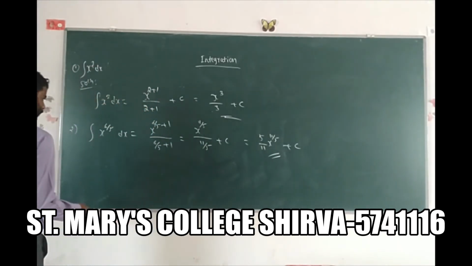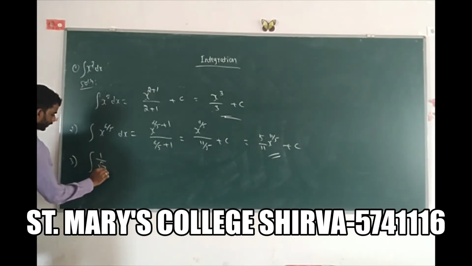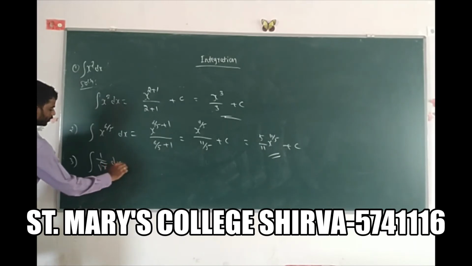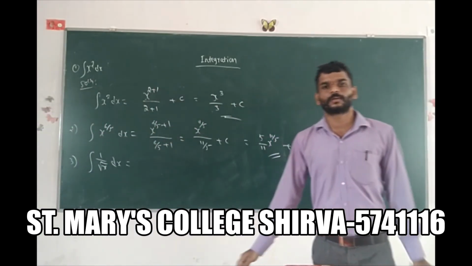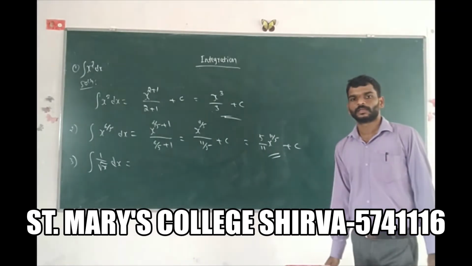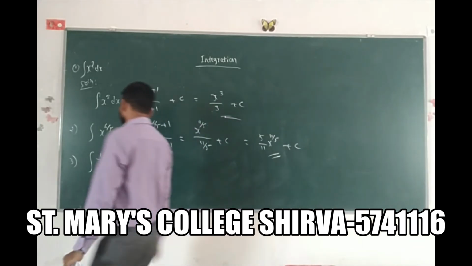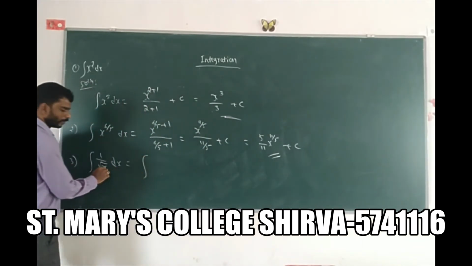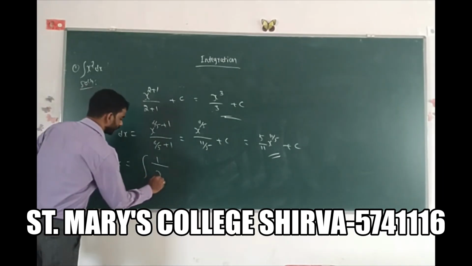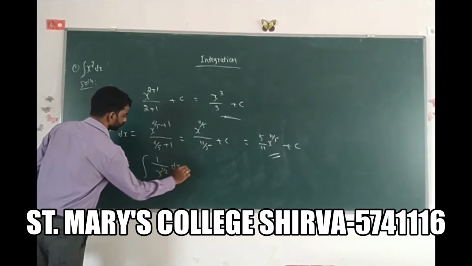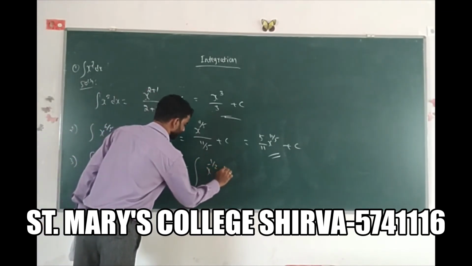Okay, next problem, integration of 1 by root x dx. Here 1 by x is not given. If it were 1 by x, then it is log x, right? So here 1 by root x is given. Square root of x can be written as x power half, so this can be written as x power minus 1 by 2 dx.